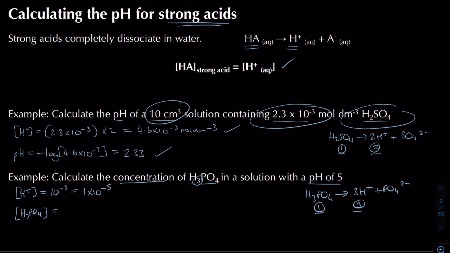And so to do that, I'm going to take my concentration of H+, and then I'm going to divide that by 3 itself. I divide that by 3, I end up with a value that is going to be 3.33 × 10^-6, and then it's going to be moles per decimeter cubed. Both of these units are going to be moles per decimeter cubed because we're dealing with concentration.